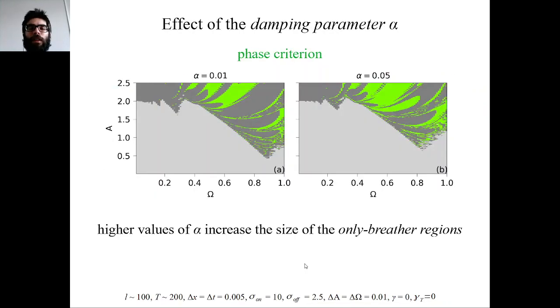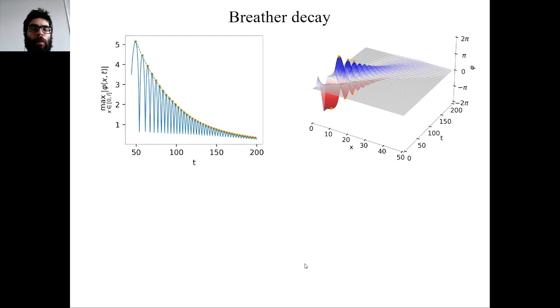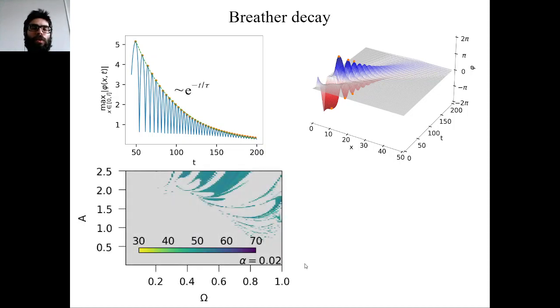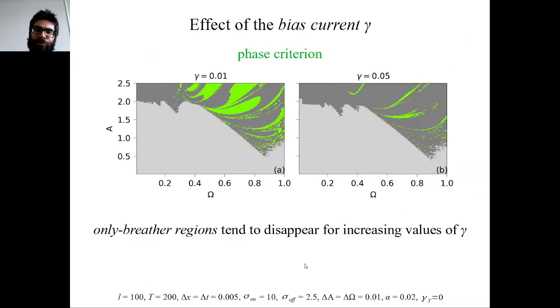The effect of a damping parameter is essentially to extend these only-breather regions. In fact, and this is understandable, since the oscillatory bound state is more easily formed for higher values of the damping coefficient. Thanks to our generation process, we were also able to study the breather decay mechanism. In particular, by tracking its decaying amplitude and by means of an exponential fitting procedure, we assigned a lifetime to the excitation, and by doing so for different values of the damping coefficient, we matched the perturbative prediction.